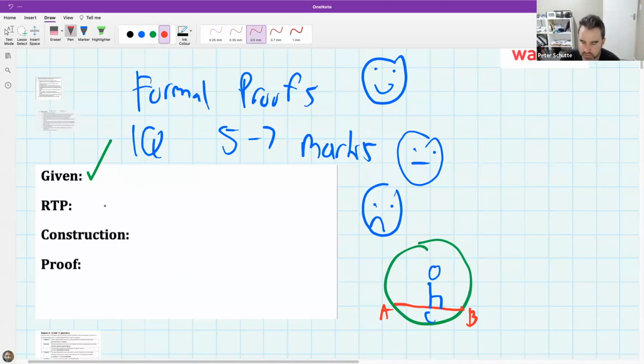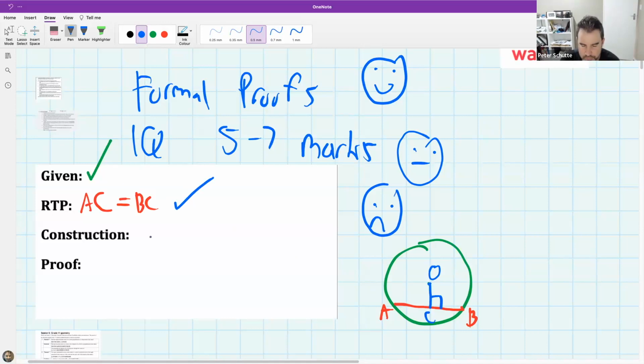Then you're required to prove something. Typically in this theorem, you would be required to prove that AC is equal to BC. This is one of the circle geometry theorems. So that's step 2. Normally this is given to you in the question, but it's just something to be aware of.